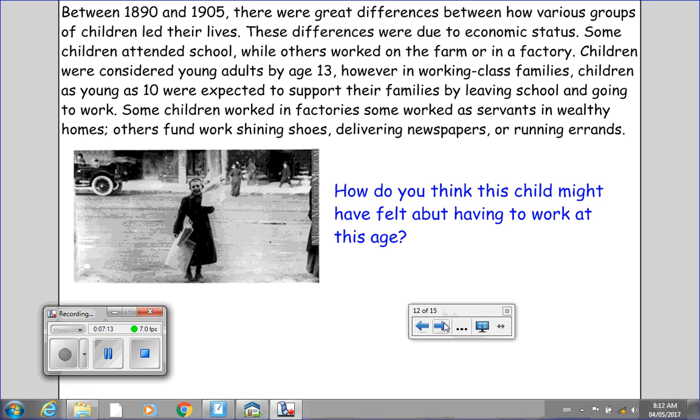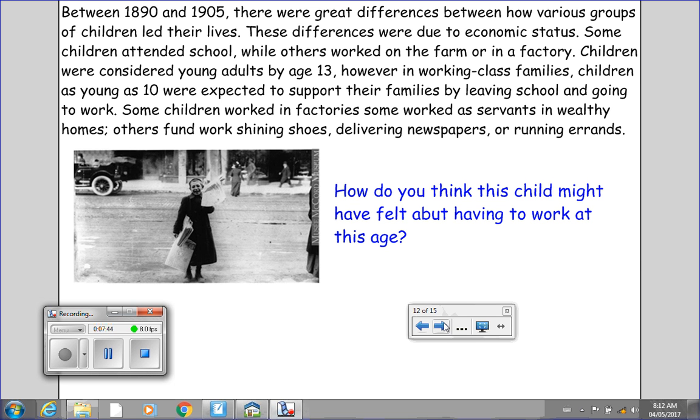Between 1890 and 1905, there were great differences between how various groups of children led their lives. These differences were due to economic status. Some children attended school, while others worked on the farm or in a factory. Children were considered young adults by age 13. However, in working class families, children as young as 10 were expected to support their families by leaving school and going to work. Some children worked in factories.